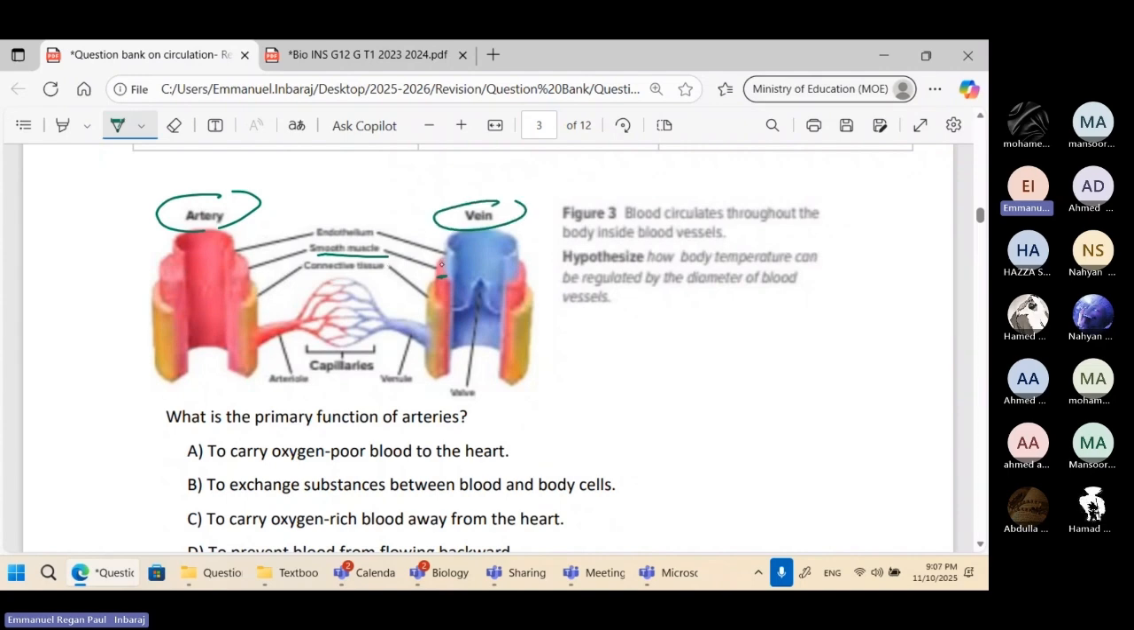Don't forget. Then what is the next thing you must look at? Look at the valve. See here, this structure, the one that goes up and comes down. Can you see here? This one. Look at that. This is called a valve.